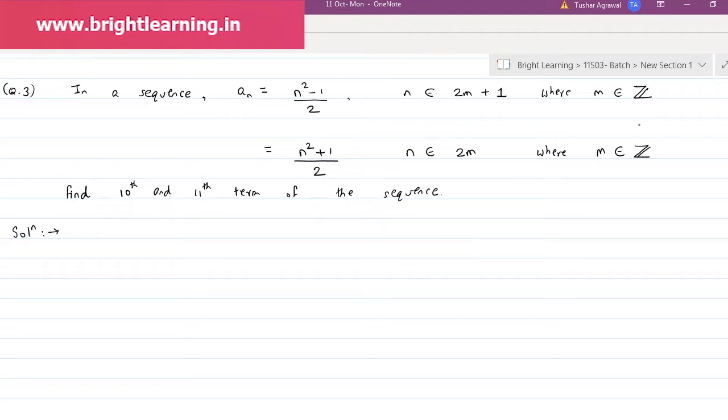What is this Z? The Z which is here. I hope you can see. Z is the set of integers. Standard notation: natural numbers N, integers Z.